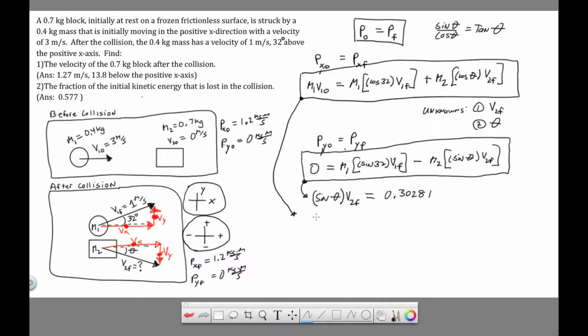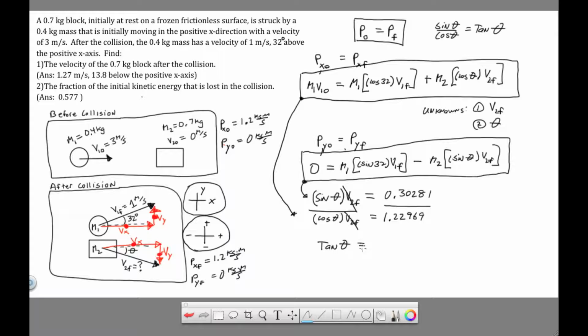Then we're going to take this equation up here and solve this for cosine theta V2F. And when you plug all the numbers into that, you get 1.22969. And then what we do is we divide these two equations. So we have one equation for sine theta V2F, the other equation is cosine theta V2F. We divide the two equations, the V2F drops out. Sine theta over cosine theta is tangent theta.